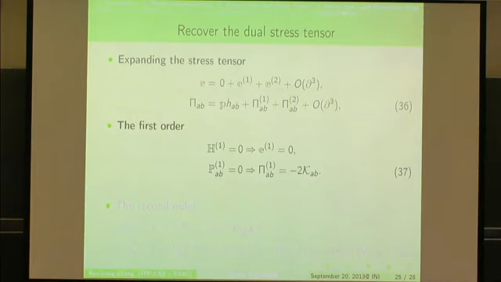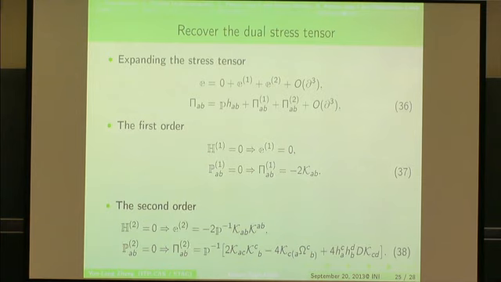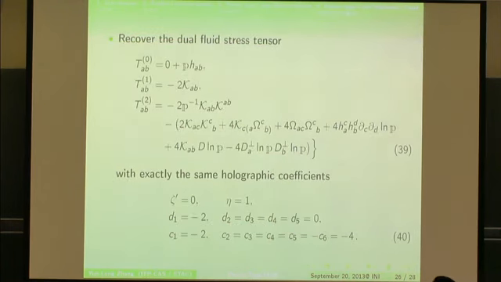Then the first order term can be extracted, and the second order terms can also be extracted. Using some identities, we can recover such a fluid up to second order, and this is just the one we got from the holographic calculation. If we compare with the general fluid, we can read out the first order and second order coefficients exactly.